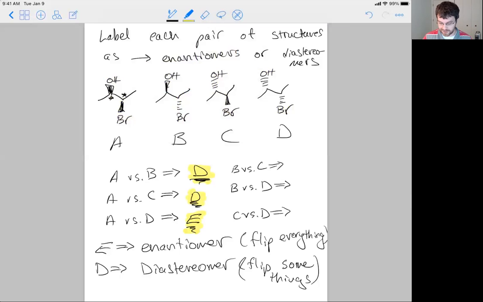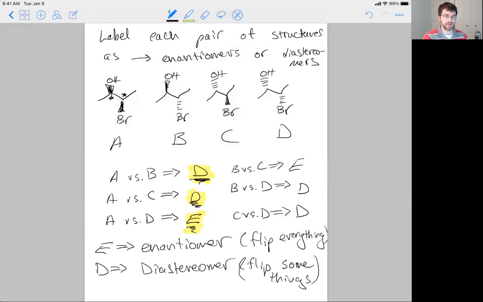Now B versus C, ooh, this is interesting. We actually have another enantiomer pair. The OH is flipped, the Br is flipped, but they've flipped in opposite directions, right? Because we started differently in this case. And so B versus C, that is an enantiomeric pair. B versus D is diastereomeric because the OH flips only. And then C versus D is also a pair of diastereomers.